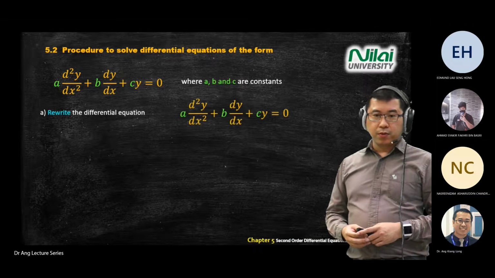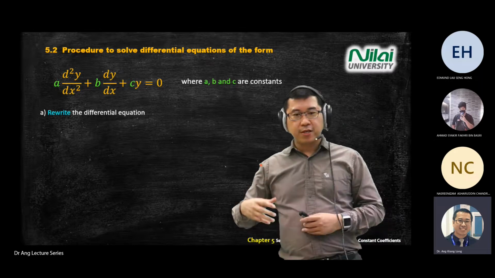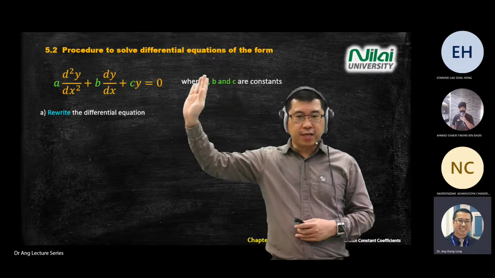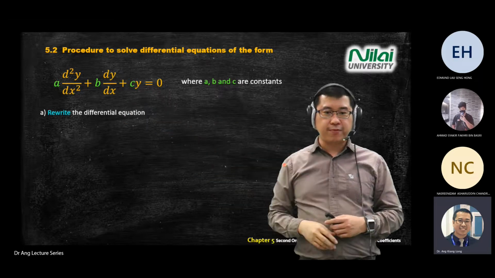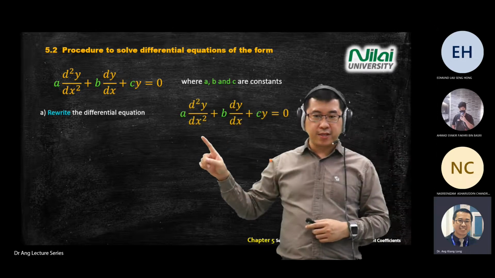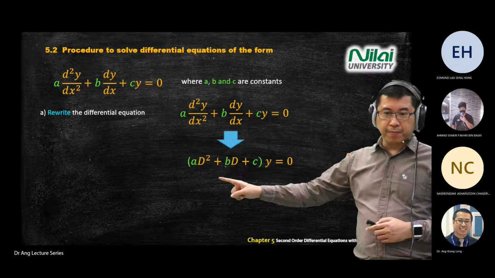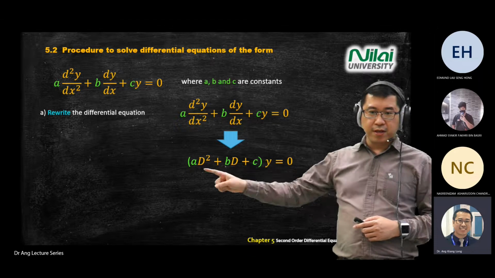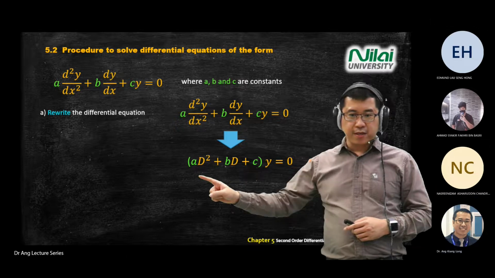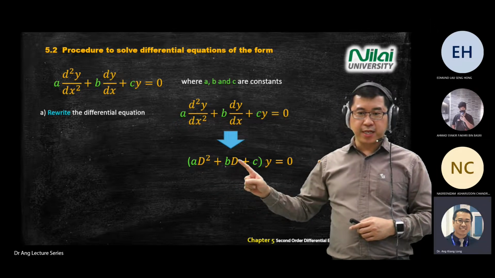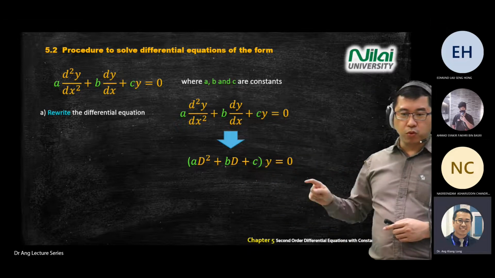So first, how do you solve this? I'm trying to give you some steps here. When you have a homogeneous second order differential equation in this form, how do you solve it? First, you copy the equation, then you write it in the D form. You copy this equation, then write it in this form: (aD squared plus bD plus c) y equals 0. This is the first step you do.